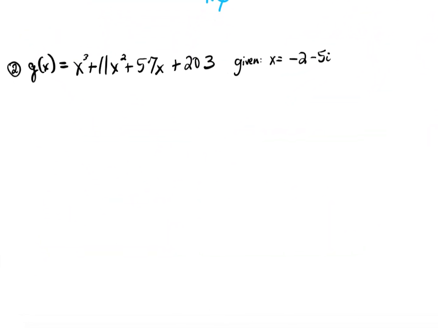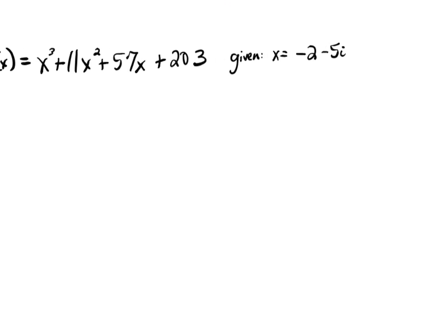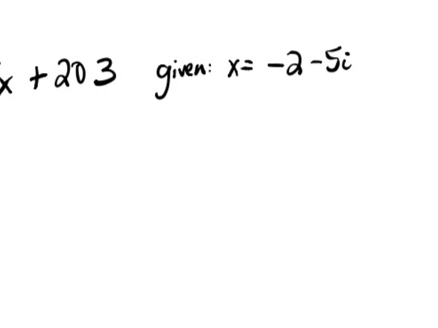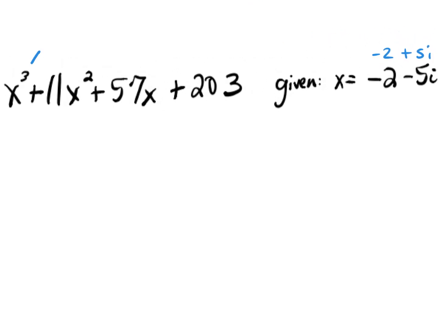So looking at the second one. It gives us -2 minus 5i. We know that its pair is also a 0, so what would the conjugate pair of this be? -2 plus 5i. Perfect. So we've got 2 zeros. How many total are we going to have here? We're going to have 3 total. So we need one more.